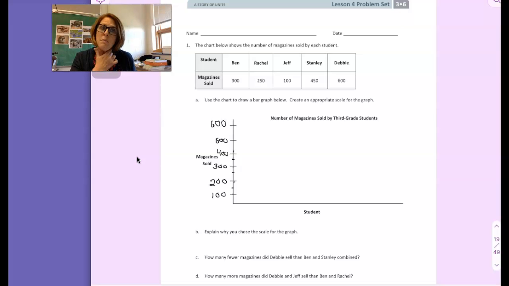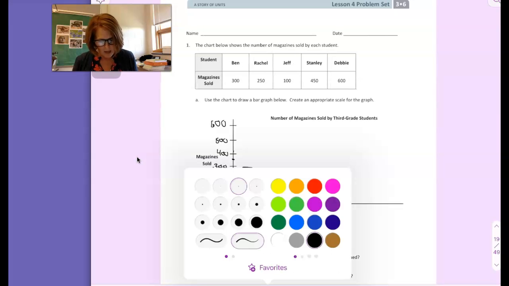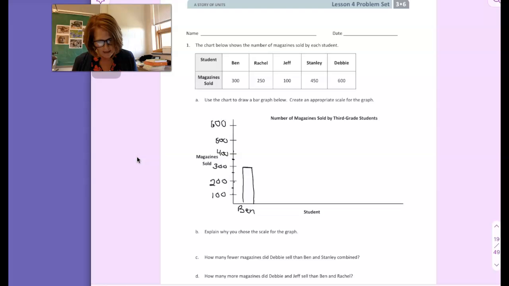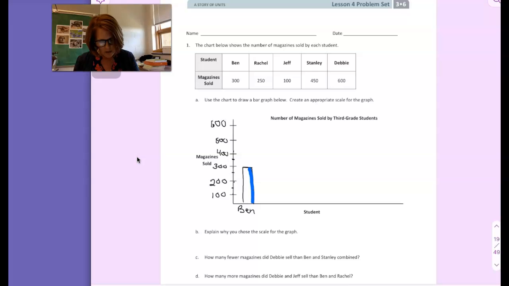Across the bottom is going to be the student name. So we're going to start with Ben. He's our first guy on the chart. And Ben sold 300 magazines. So I'm going to draw a little line right here to show the top of my bar for Ben because it's at 300. And I'm going to draw straight lines down the best that I can. And then I'm going to shade it in. You can use color if you want to, or you can just leave your bars blank. That's okay too.